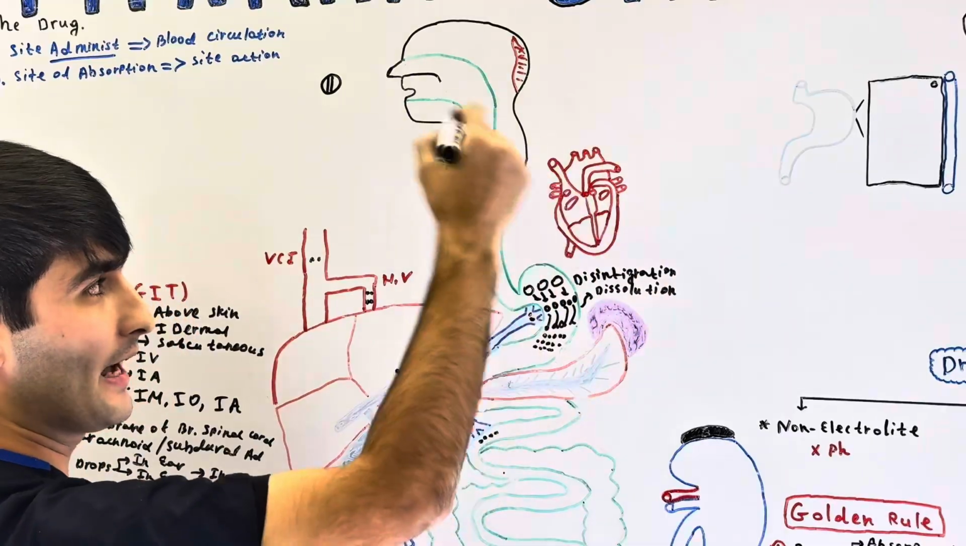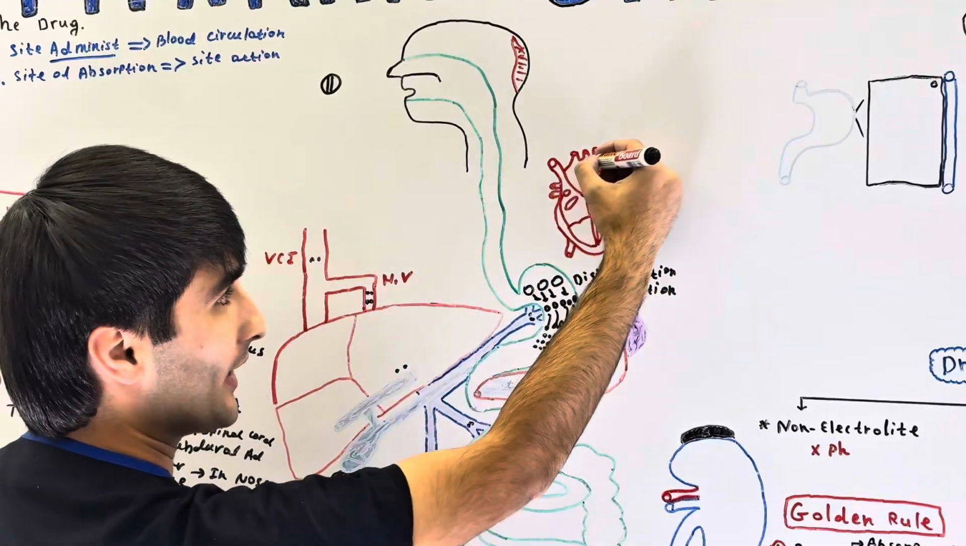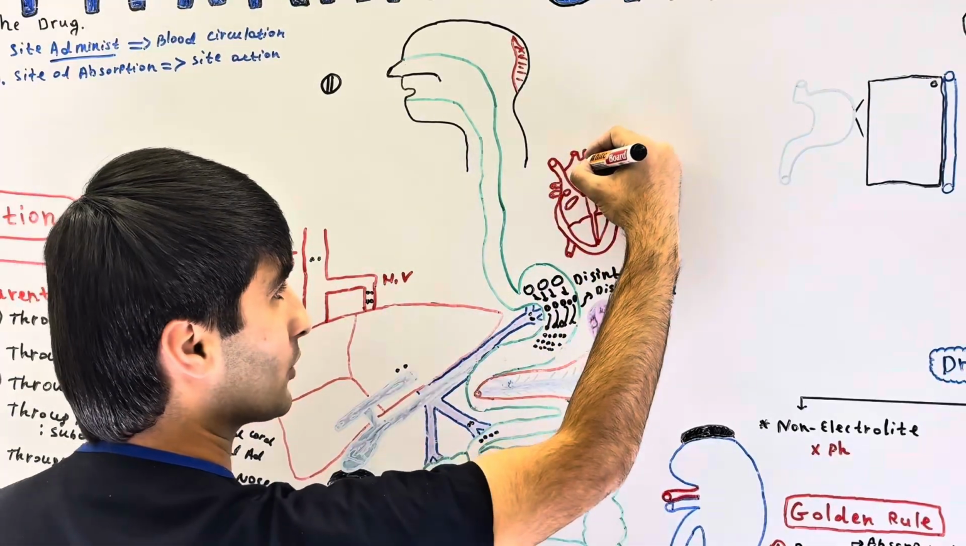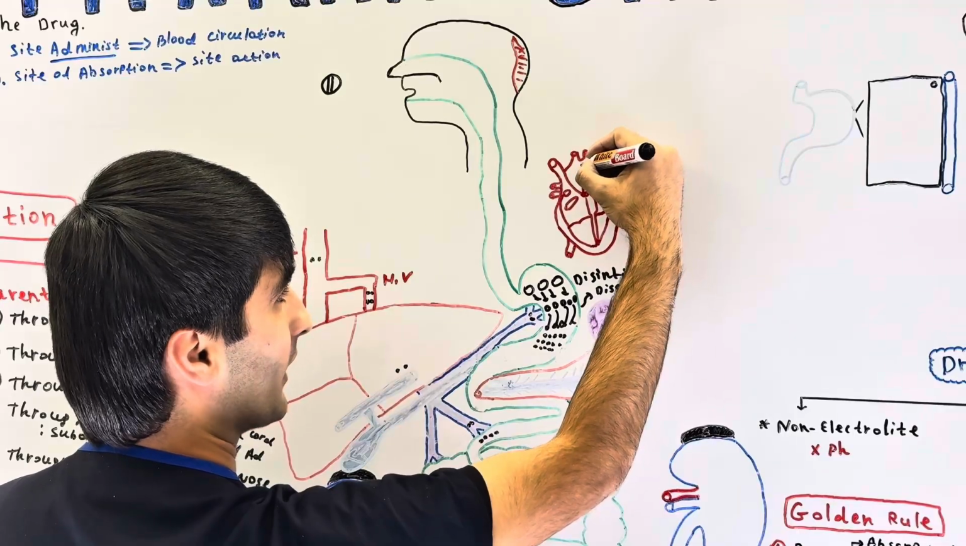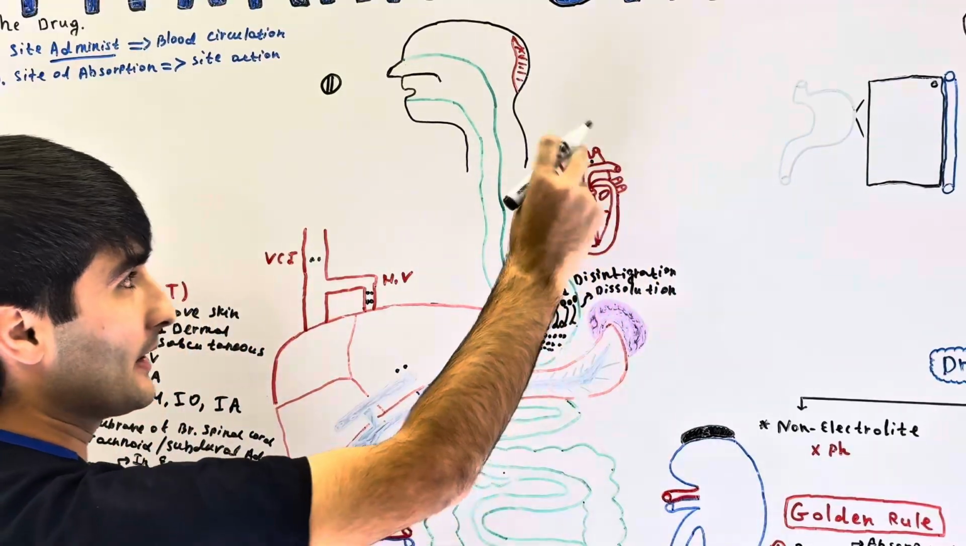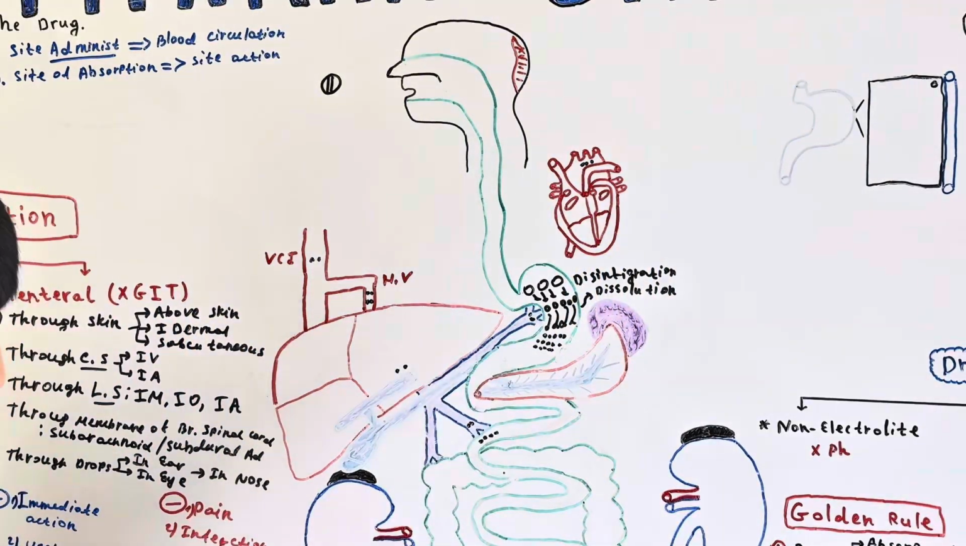As a result, consequently, the drug reaches where? To the aorta. So this is the aorta. This is the arcus of the aorta. Now we have the drug here. In the arcus of the aorta, there are several branches.